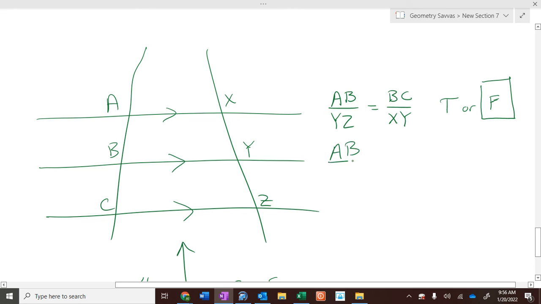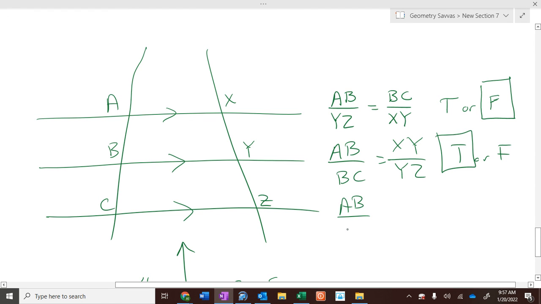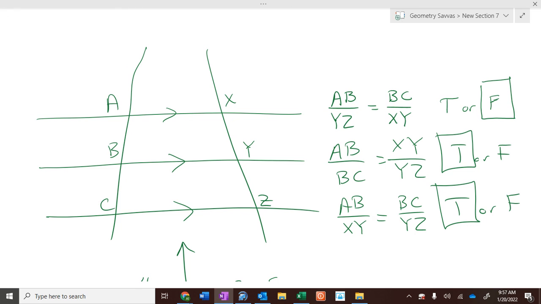How about AB over BC equals XY over YZ? True or false? That is true. How about AB over XY equals BC over YZ? True or false? That is also true. Okay? I can go this over this equals this over this, or I can go this over this equals this over this. But I can't go this over this equals this over this. All right?